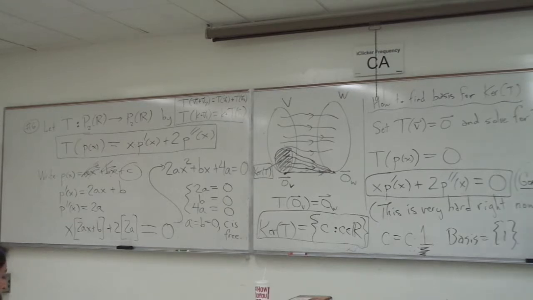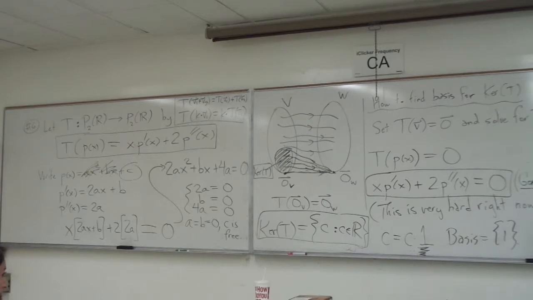All right, what is the dimension of the kernel? How many things are in the basis? 1. There you go. The dimension is 1. Beautiful. Okay. Kind of silly, but the kernel is quite trivial in this case. Are you guys with me?